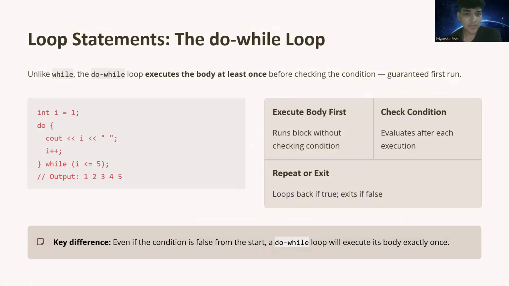Next is the do while loop. The do while loop is similar to the while loop, but has only one difference. It executes the code at least once, even if the condition is false. It is because the condition is checked after execution. So this is useful when we want the loop to run at least one time.